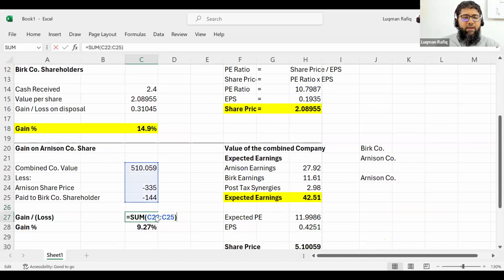Now, we paid 144 to them, and we were already worth 335. So our combined business is now worth 510. That means we have a gain of 31 million. Now, this 31 million gain is for us, the Arneson company shareholders, and our business was worth 335 million. So I would calculate the gain like this: 31 divided by 335. Do you get it now?